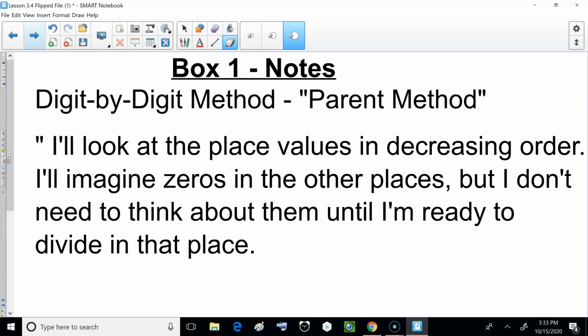So the digit by digit method is what I also call the quote unquote parent method. If your parents have been trained in division, they've probably been doing it in a way that you haven't seen or we haven't talked about yet. And today we're looking at it to see how it makes sense to what we've already been doing, but with a little bit less work.